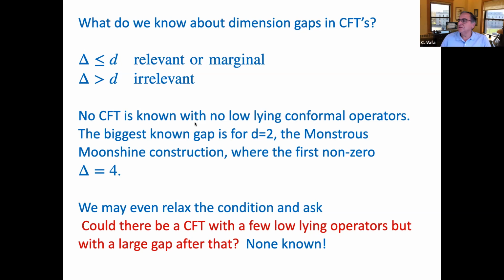Now, no CFT is known with no low-lying conformal operators, and in fact, the biggest known gap is for two-dimensional CFT, and this is the monstrous moonshine construction, which gives you the first non-zero operator of dimension 4 if you look at spin zero operators. More precisely, I'm talking about the symmetric version of moonshine, and if you look at the spin zero operators, you can have a situation where there is no relevant or marginal operators, but you cannot make them arbitrarily large. In fact, 4 is all you can get.